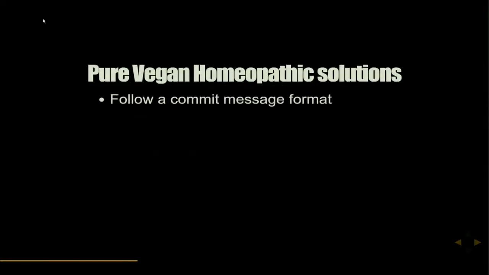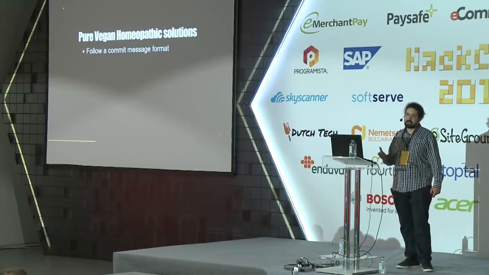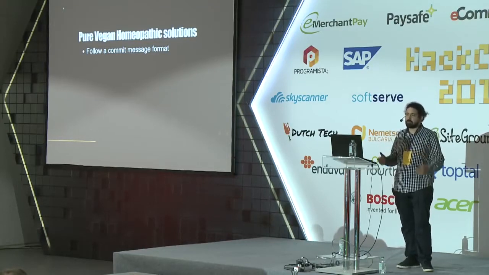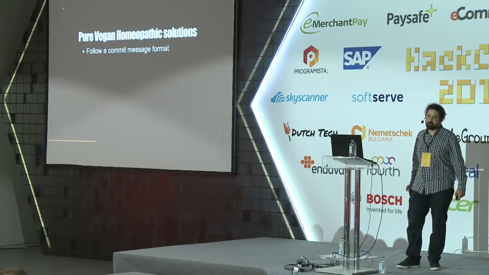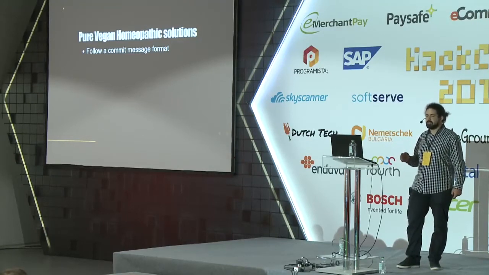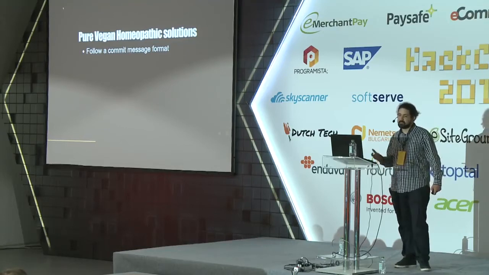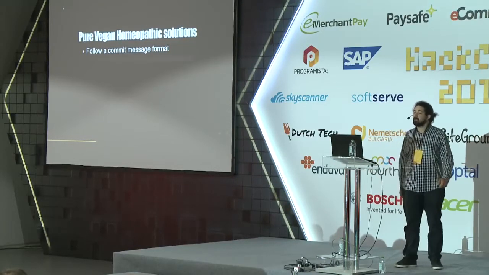Some more solutions. Follow a commit message format. This is paramount when you work in a team. If you want your history to be understandable, if you want to be able to trace what's being done and what everybody's working on, then following a commit message format is very important. My advice here is it doesn't matter what the format is, as long as it's consistent within a team. So consistency is the best way to make a structured history.